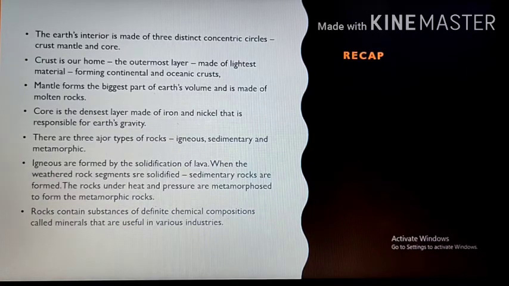There are three major types of rocks: igneous, sedimentary, and metamorphic. Igneous rocks are formed by the solidification of lava. When the weathered rock segments are solidified, sedimentary rocks are formed. The rocks under heat and pressure are metamorphosed to form the metamorphic rocks. Rocks contain substances of definite chemical compositions called minerals that are useful in various industries.